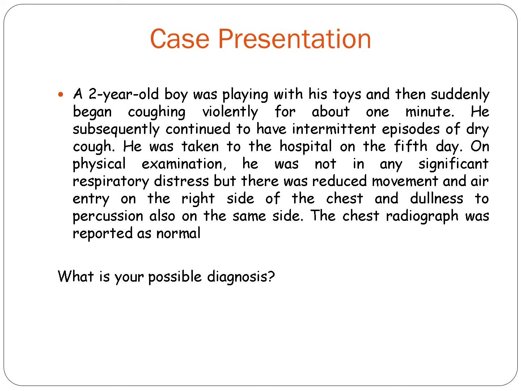On physical examination, he wasn't in any significant respiratory distress, but there was reduced movement and air entry on the right side of the chest, and dullness to percussion also on the same side. So there is a localized chest finding here. There is decreased air entry on one side and dullness to percussion on the same side. The chest X-ray was normal. So what's your possible diagnosis? The most likely diagnosis here is, of course, foreign body aspiration, and this patient is a candidate for bronchoscopy.